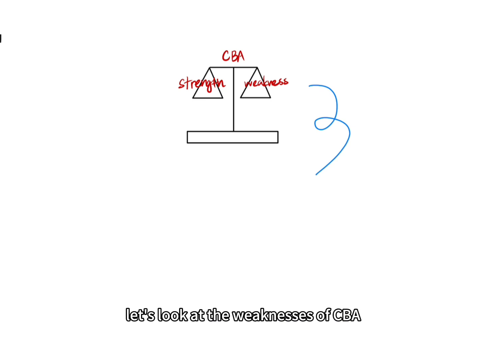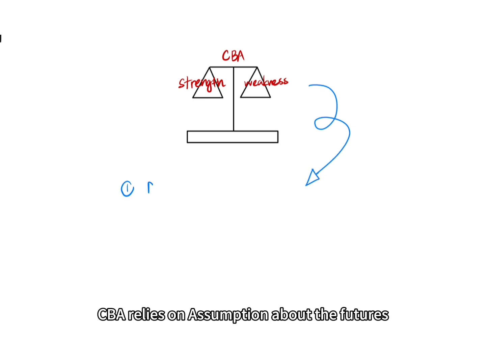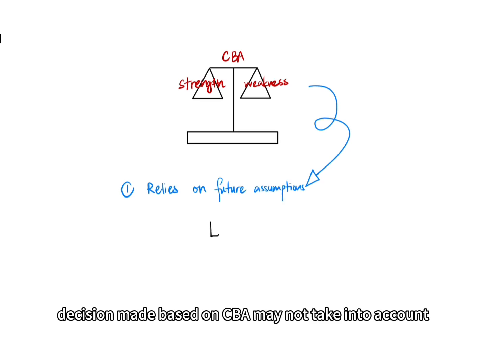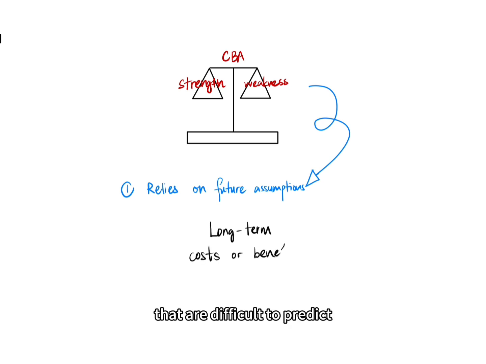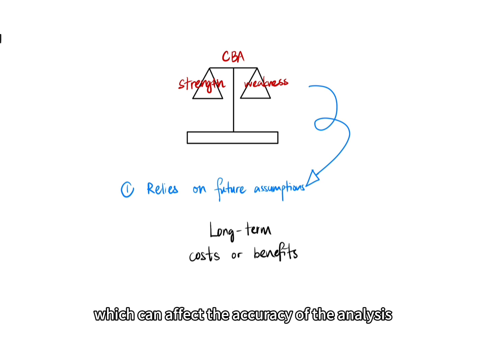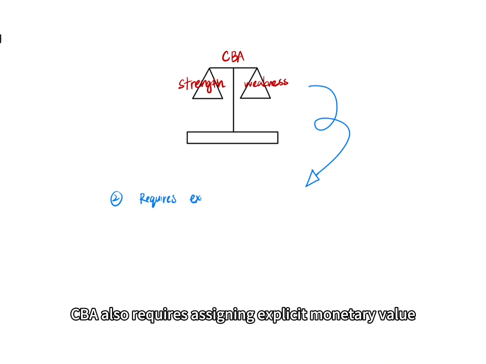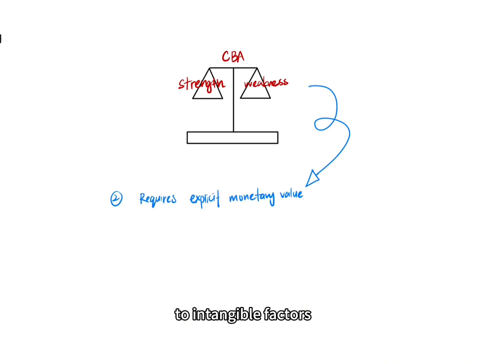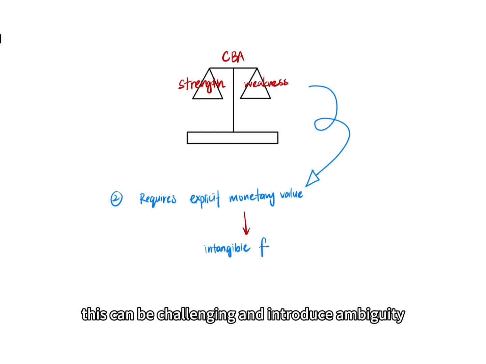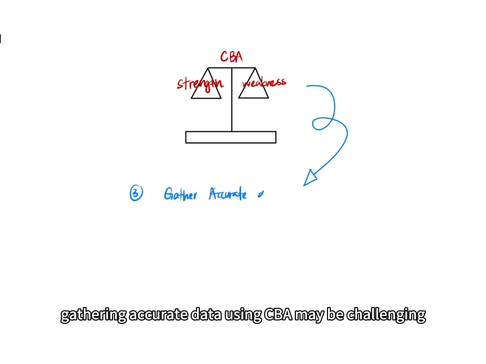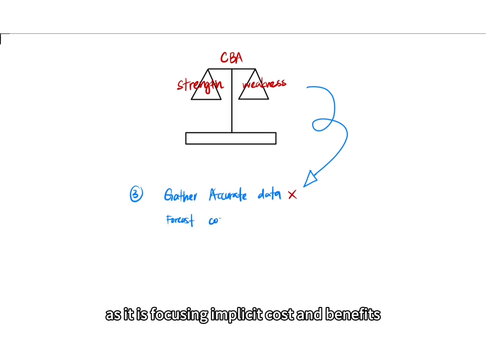Now, let's look at the weaknesses of CBA. CBA relies on assumptions about the future, which can be uncertain. Hence, decisions made based on CBA may not take into account long-term costs or benefits that are difficult to predict, which can affect the accuracy of the analysis. CBA also requires assigning explicit monetary value to intangible factors. This can be challenging and introduce ambiguity. Next, gathering accurate data using CBA may be challenging, as it involves forecasting implicit costs and benefits.